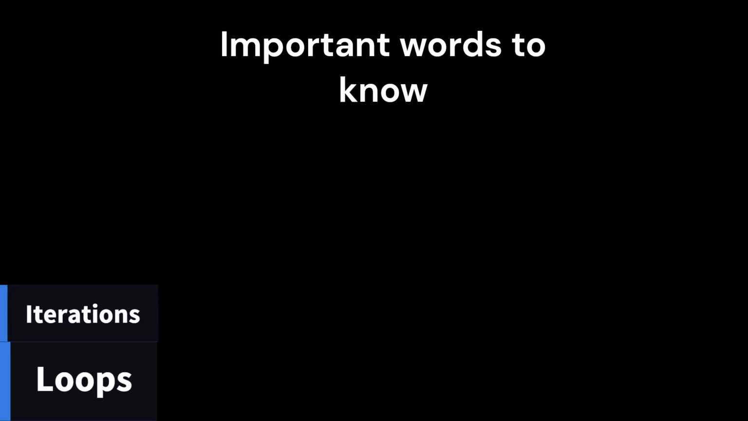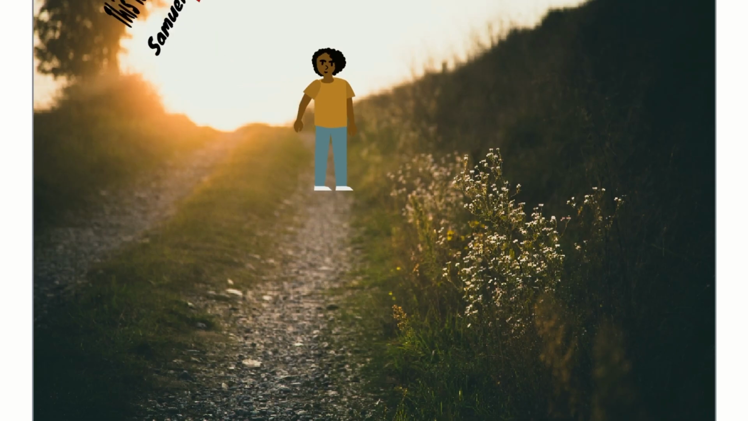In this video, I'll be telling you how to write a for loop and what you can do with it. A for loop is a block of code that repeats the same code inside of it. This is Samuel.